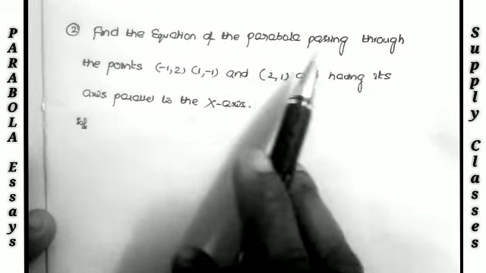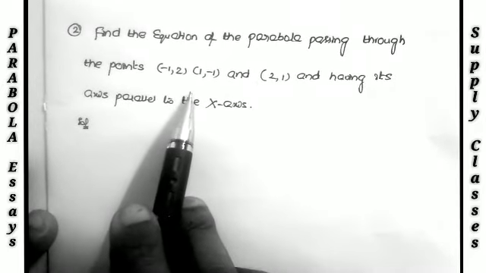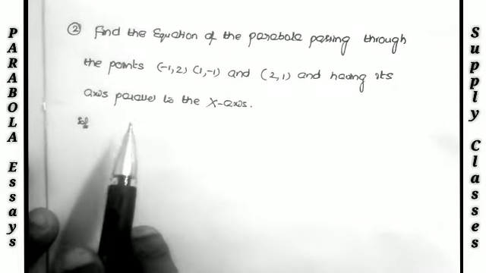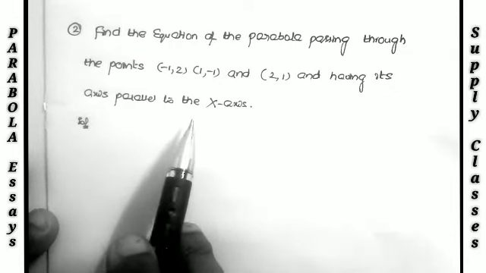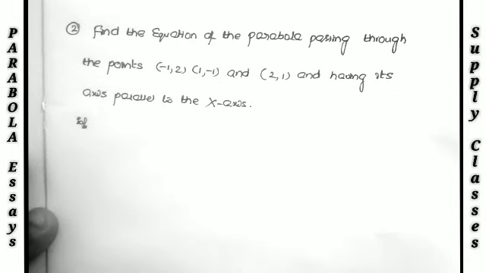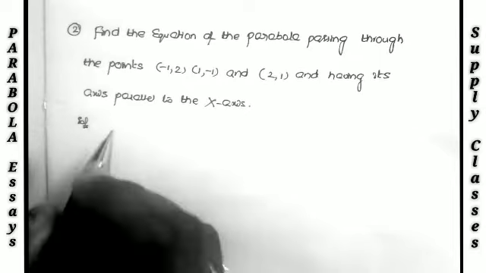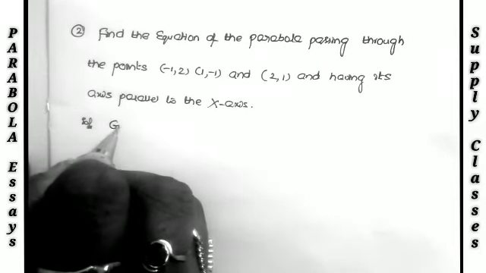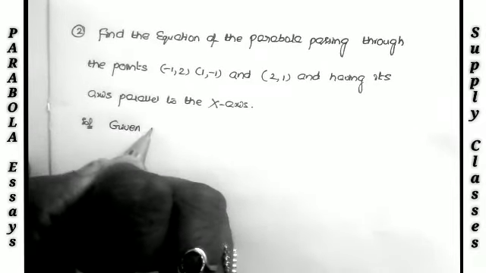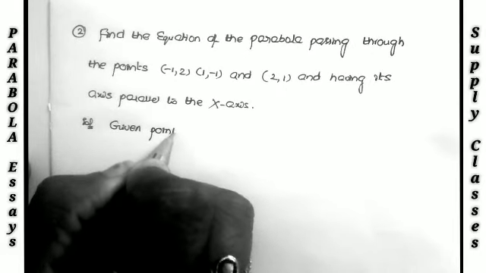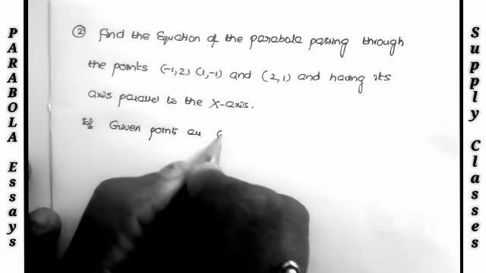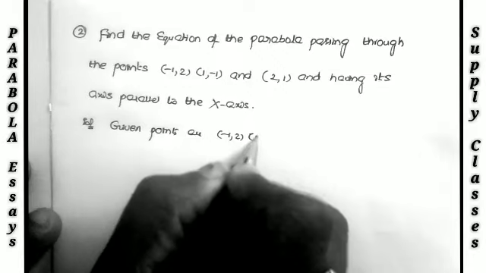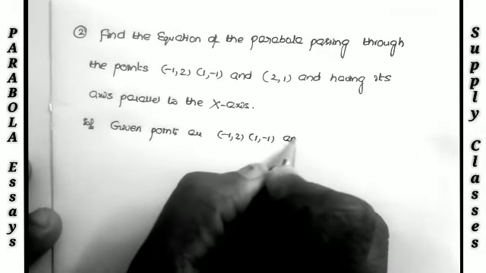Find the equation of the parabola passing through the points (minus 1, 2), (1, minus 1) and (2, 1) and having its axis parallel to the x-axis. This is also the most important essay question in the topic parabola. Let us start the solution. First I take the given points here. The given points are (minus 1, 2), (1, minus 1) and (2, 1). These are the given points.